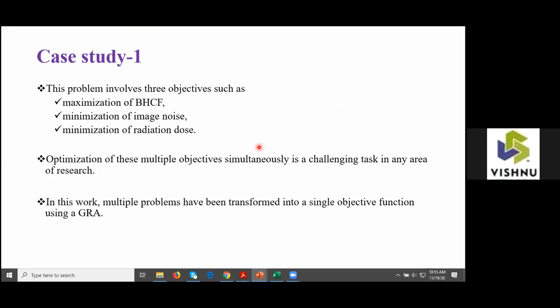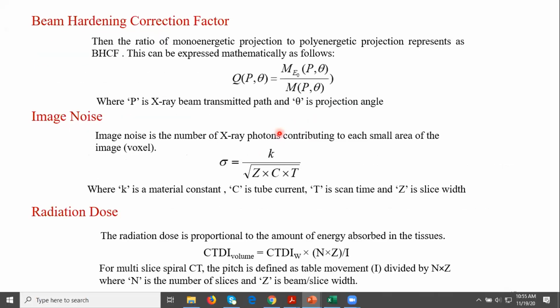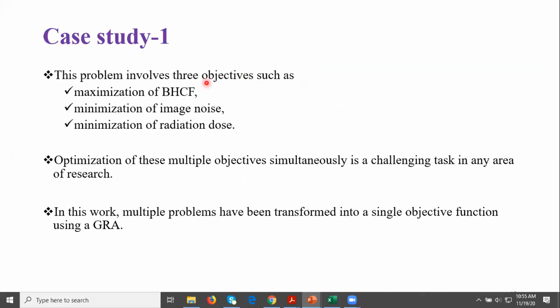So what do we require here? We require to maximize the beam hardening correction factor. Here, this is output energy over input energy. It should be 1, which means there is no loss. If it is 0, there is so much loss. So we require the maximum value here. That's why I'm taking maximize the beam hardening correction factor. We should minimize the image noise, and we should minimize the radiation dose. Here one is a maximum condition and the other two are minimum conditions.